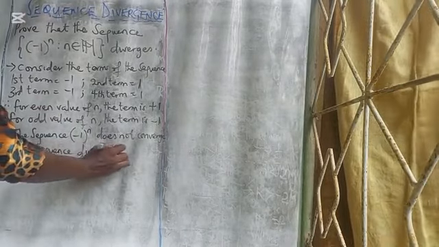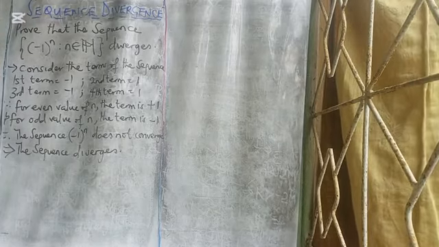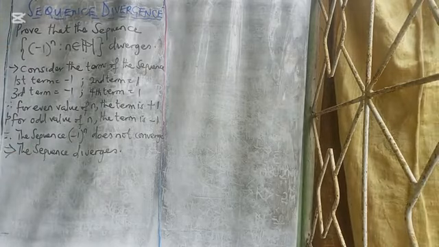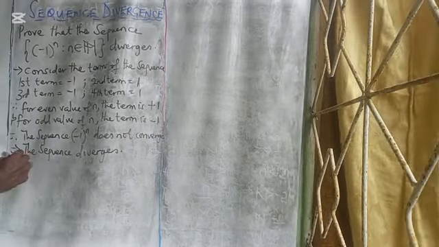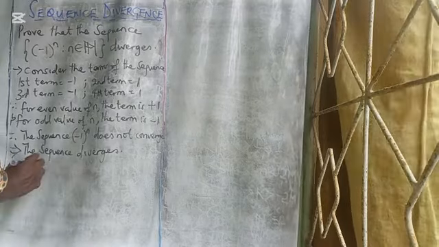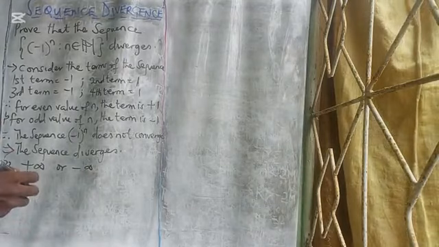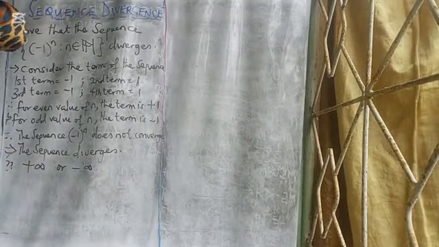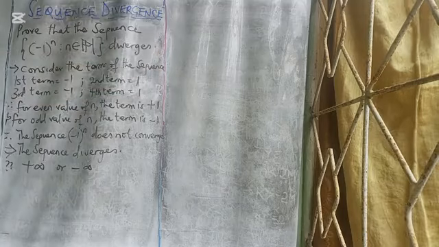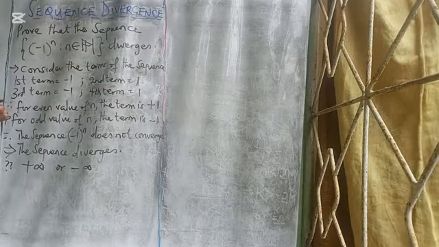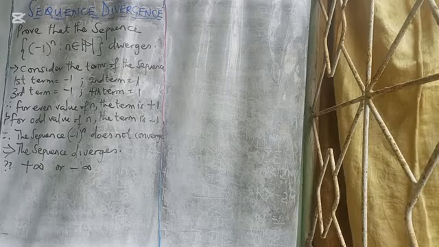The sequence diverges. If it is actually diverging, then the next question we need to ask ourselves is, does it diverge to positive infinity or negative infinity? That's another question we need to ask ourselves. Let's go and look at that. The sequence is not diverging to positive infinity or negative infinity. But we know that it is not converging. Therefore, it is diverging. Now, for us to prove that it diverges, we need to do what?